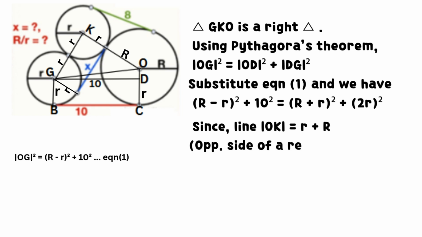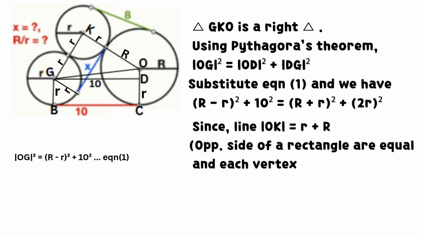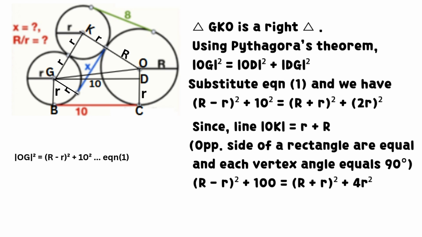Since line OK equals the sum of small r and r, as shown on the screen, it is because opposite side lengths of a rectangle are equal. Each vertex angle of a rectangle equals 90 degrees. Hence, the sum of the square of r minus small r and 100 equals the sum of the square of r plus small r and 4 times the square of small r. We call it equation 2.